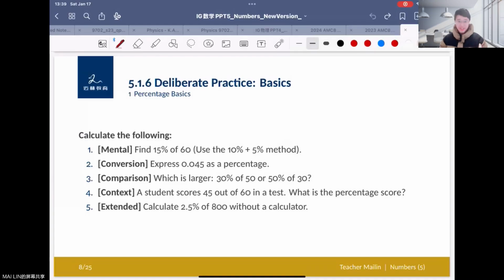We are doing exercises about percentage basics, and we are learning further about percentages, okay? So here we have some problems. The first problem is to find 15% of 60, right?